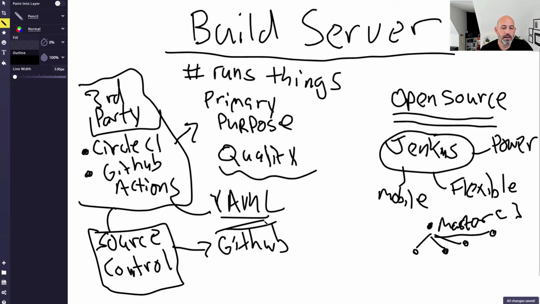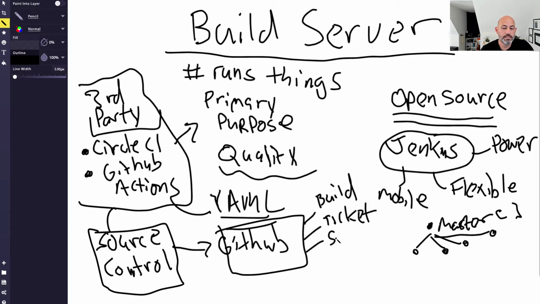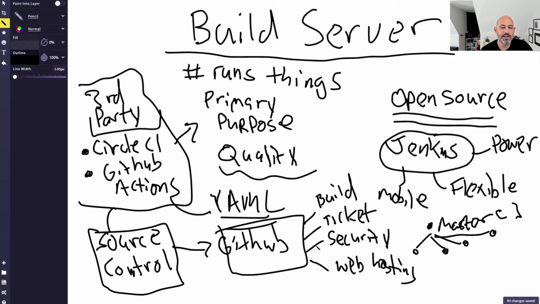So we know that GitHub can be a build server, but it also has a ticket system. It also has a security scanning feature. It also has the ability to do web hosting. There's a whole bunch of things, and I won't go into all that you can do in GitHub, but the general idea here is that you get more from GitHub source control hosting than just the source control.